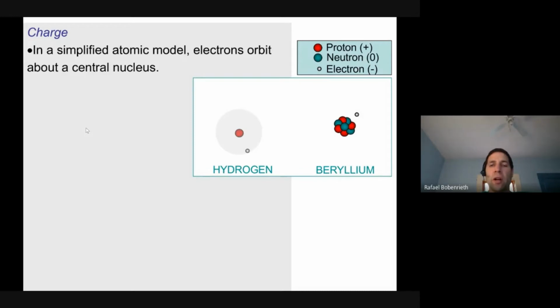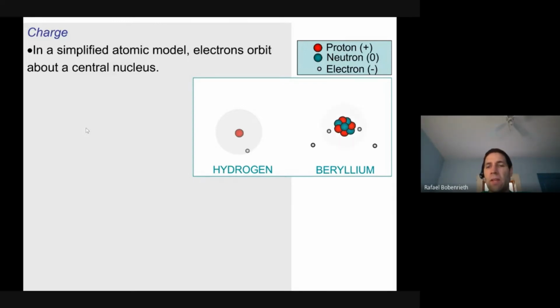When we talk about charge, things are charged, positive charge, negative charge, okay? Let's go into chemistry land for a little bit. Some of you have taken chemistry, some of you are taking it right now. Actually, I think all of you have taken chemistry. Or maybe a few of you may be taking it right now. But if we look at a simplified atomic model, you can see there we've got beryllium on the right, hydrogen on the left, and those little grayish dots are those electrons. And the red and the green are the nucleus of the atom, right? And that's where the protons and neutrons are.